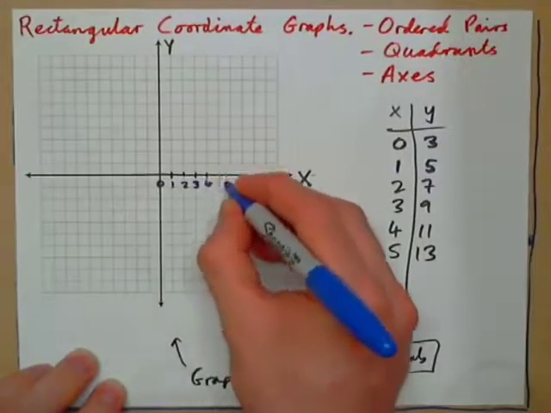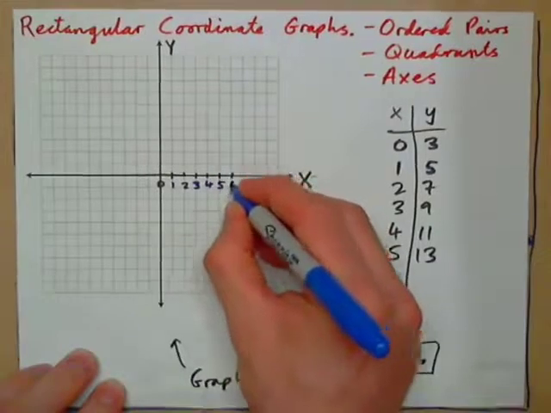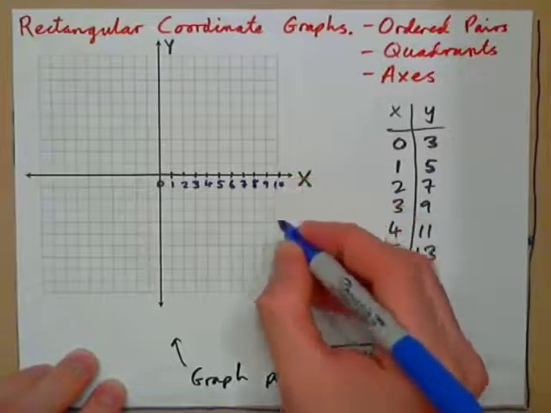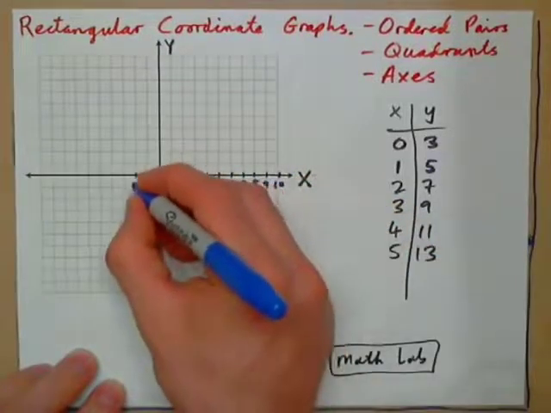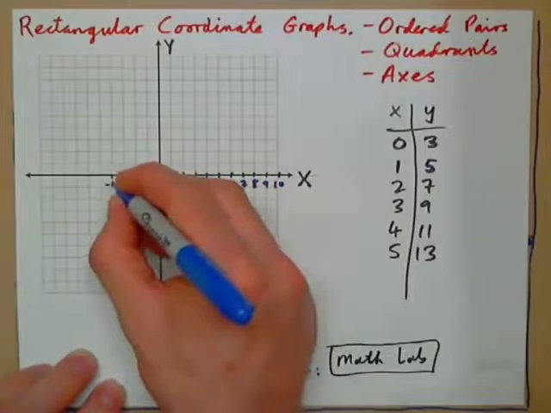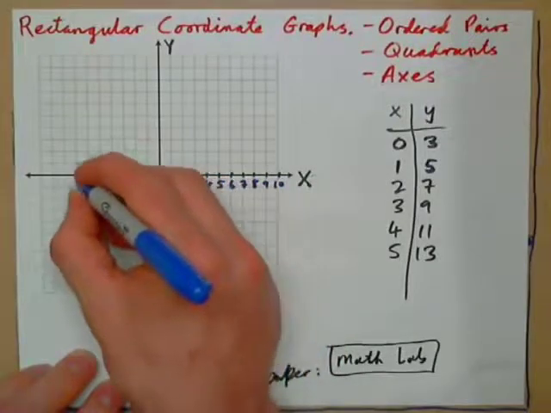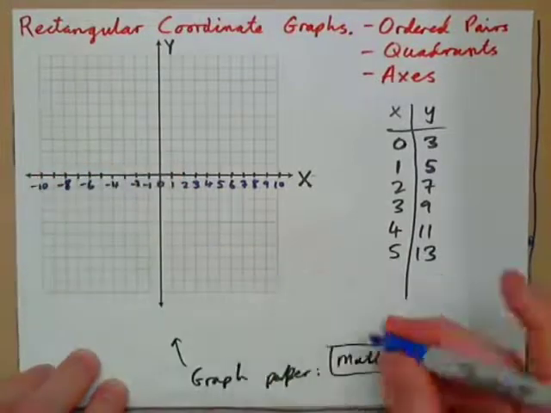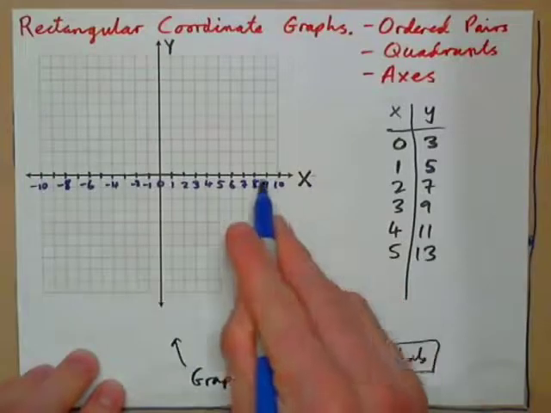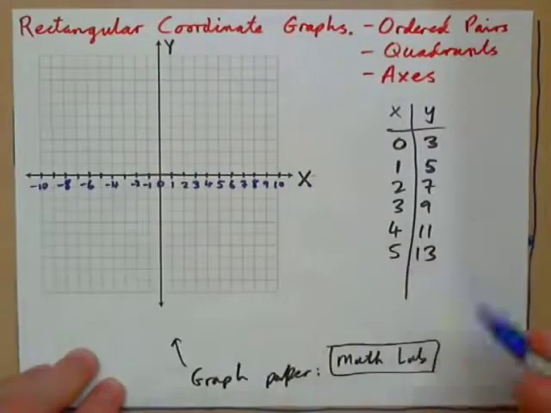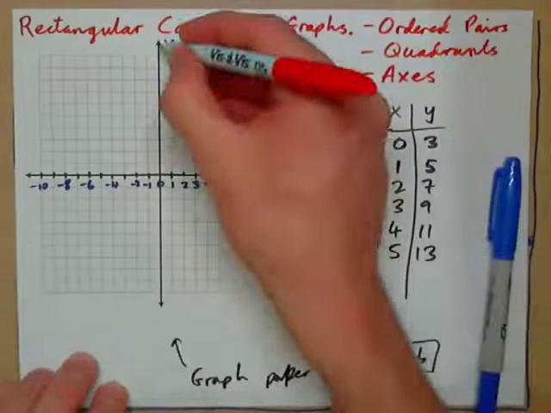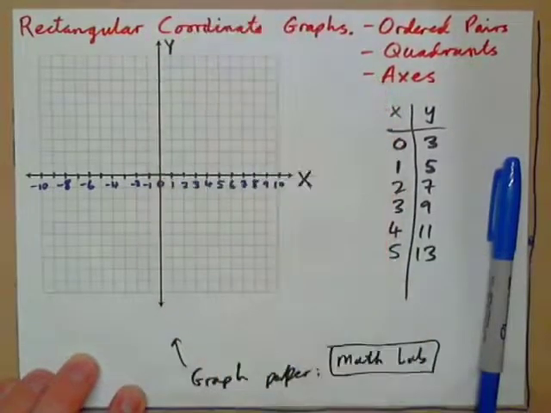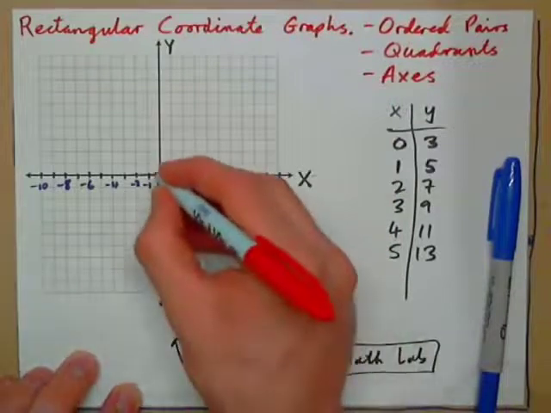3, 4, 5, 6, 7, 8, 9, 10. And in this direction, it goes negative 1, negative 2, negative 3, negative 4, negative 5, negative 6, negative 7, negative 8. So go ahead and mark your axes off also. Now that's the x-axis. It's the horizontal number line. The y-axis is another number line, and the y-axis goes vertically.